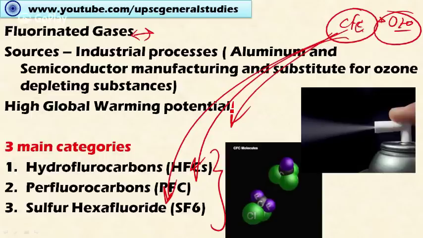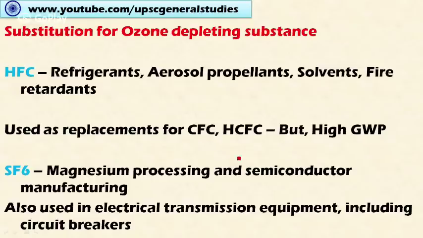Okay, and as I mentioned, there are three important categories of fluorinated gases. These are hydrofluorocarbons, perfluorocarbons, and sulfur hexafluoride. Here, chlorofluorocarbons and these fluorinated gases are different. As I mentioned earlier, these are used as a substitution for ozone depleting substances, but these are significantly contributing to global warming.